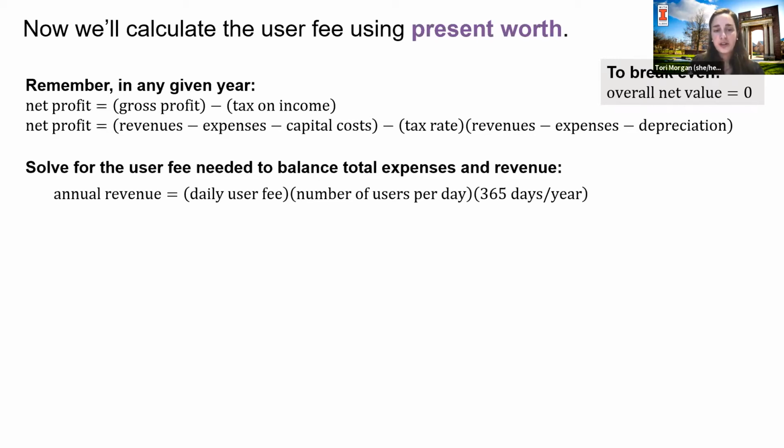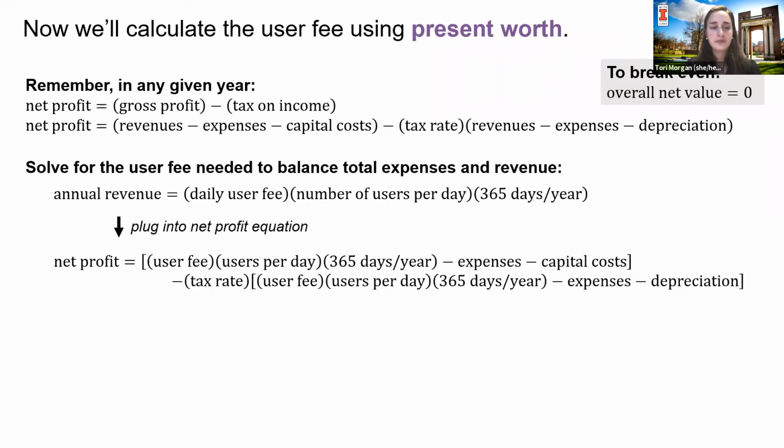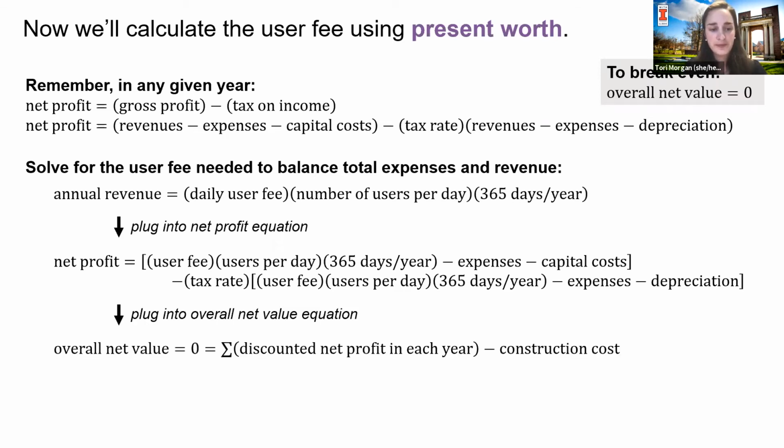First you'll want to calculate the annual revenue. To do that, you need to know the daily user fee, which might be set by the user, or maybe you can set it in your system, the number of users per day, and days per year. You'll plug the annual revenue into your net profit equation, which is shown here. You have access to these slides and sheets, so I won't go into super detail with the equations, but just know that you can plug the annual revenue into your net profit equation.